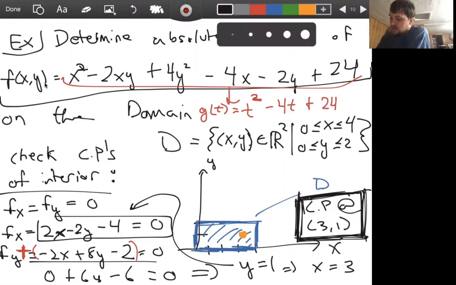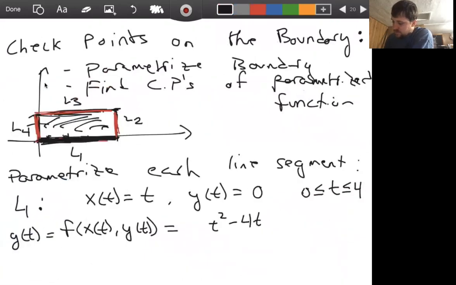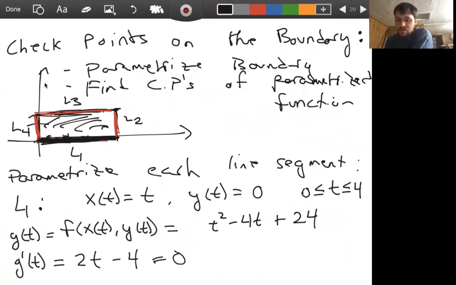So that's what we got. We got that this was t squared minus 4t plus 24. We need to find critical points of the parameterized function along L1. So we want g prime of t, which is 2t minus 4. To find critical points, we set that equal to 0, and if you set this equal to 0, you get that t is 2. And when t is 2, you're at the point (2, 0).